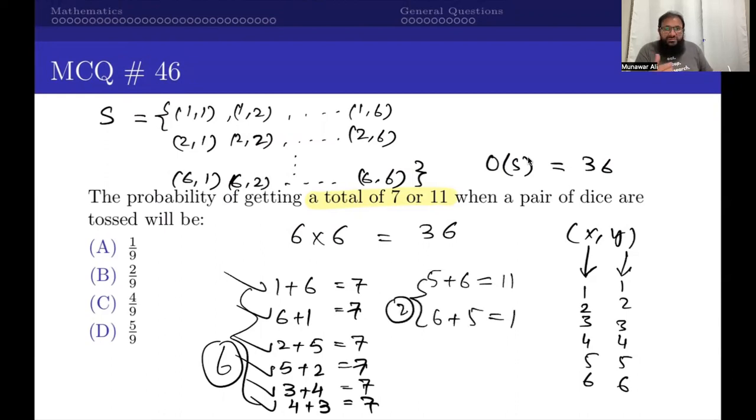So 6 plus 2. So the total sample points in your event is going to be 8, divided by the sample points in the whole sample space, which is 36. And when you reduce it by applying the table of 4, it's 2 over 9. So it's 2 by 9. So the correct option is B, which is 2 by 9. Yeah, it's a very simple question. You just have to think in that way about what you're supposed to do.